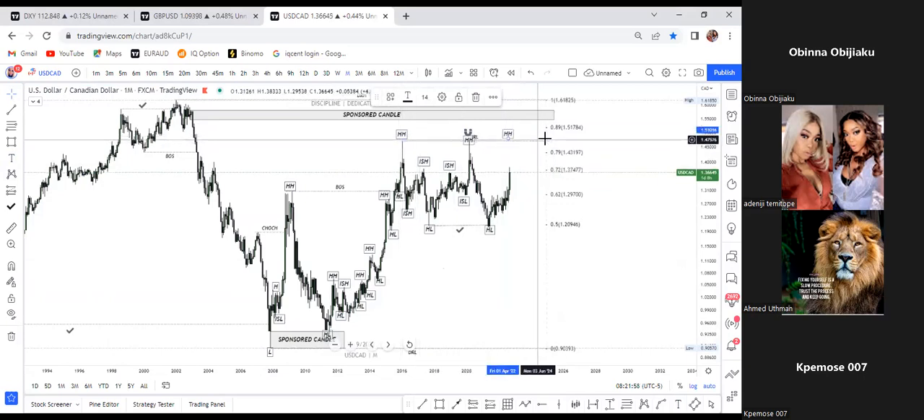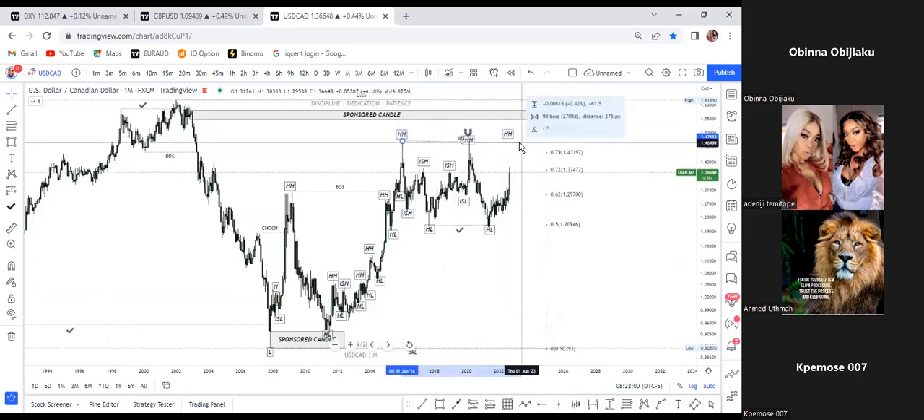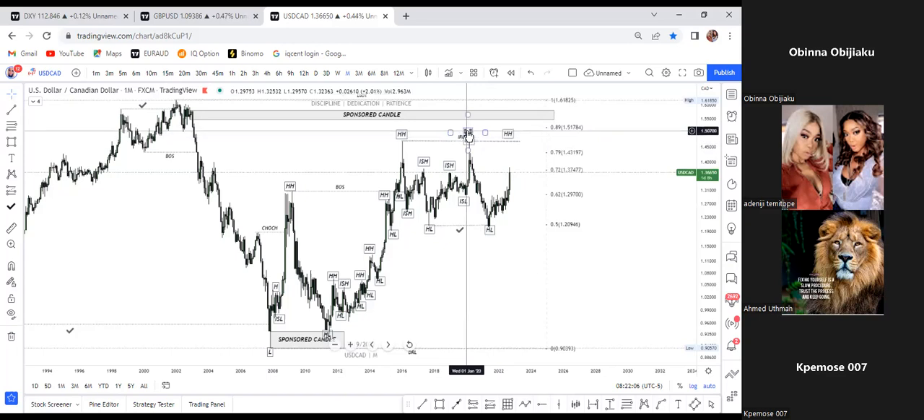This relative equal highs we have right here. Until they are taken out, price will continue to push up. So selling on this range, in as much as USD card is at extreme premium, selling over there is risky.